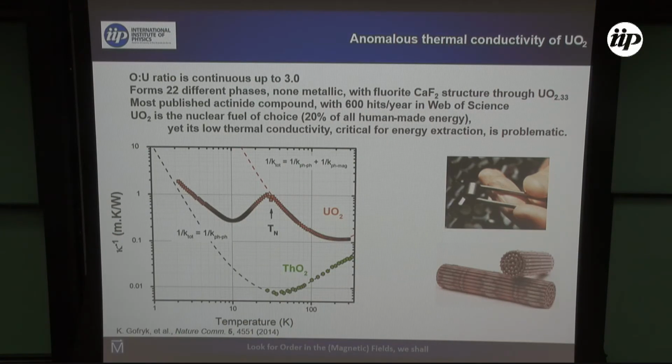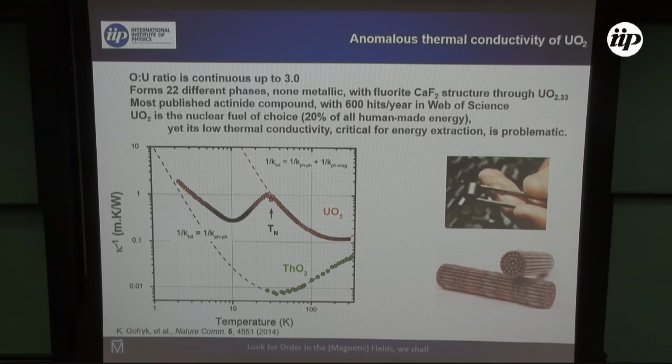The thermal conductivity is one of the lowest thermal conductivities known to technological materials, and we don't know why. This is the inverse of the thermal conductivity, so the thermal resistance. So the thermal resistance has a peak at the antiferromagnetic transition, and even at room temperature is several times worse than thorium dioxide that has the same lattice parameter and the same symmetry. So why is it that uranium dioxide has such a poor thermal conductivity?